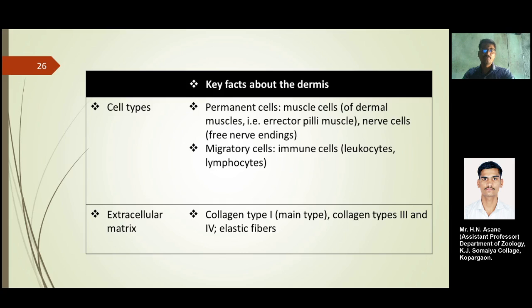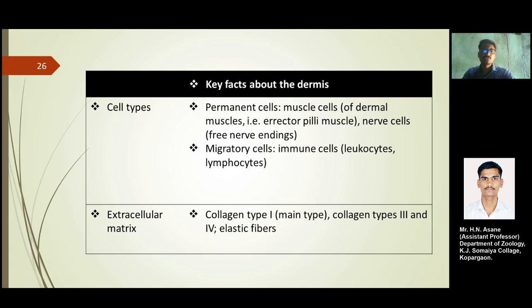Okay, the cell types in that are the permanent cells, like muscle cells of dermal muscles, that is the erector pili muscles. Some nerve cells are present, and they have free nerve endings. Some migratory cells of the human system are present in the dermis, like leukocytes, lymphocytes, and some migrating natural killer cells.